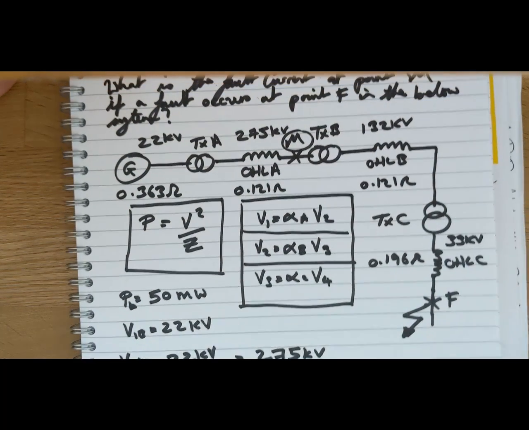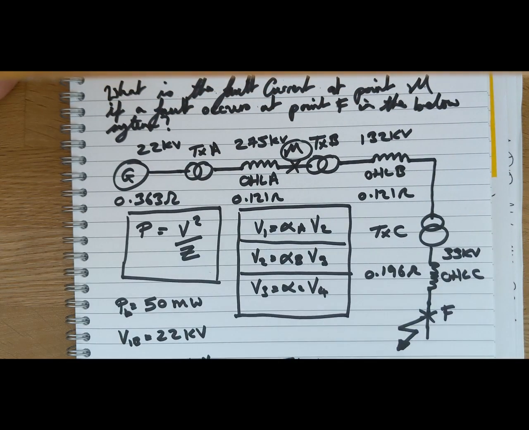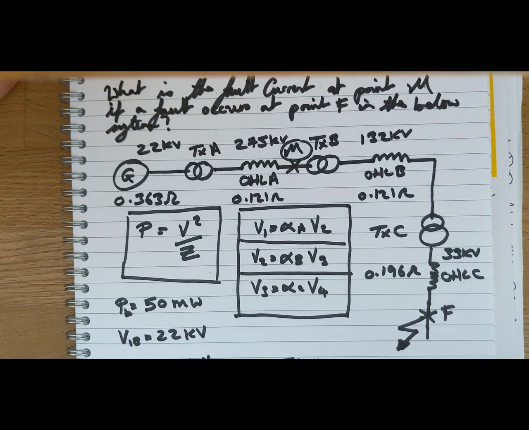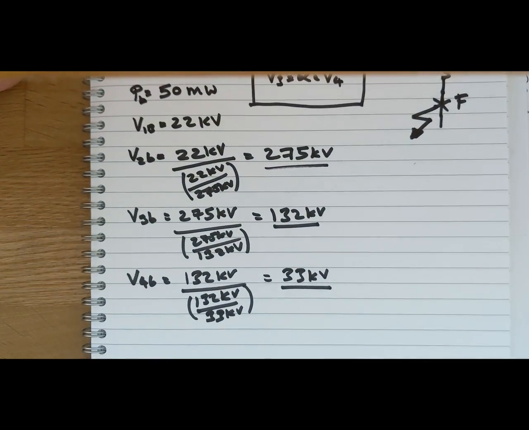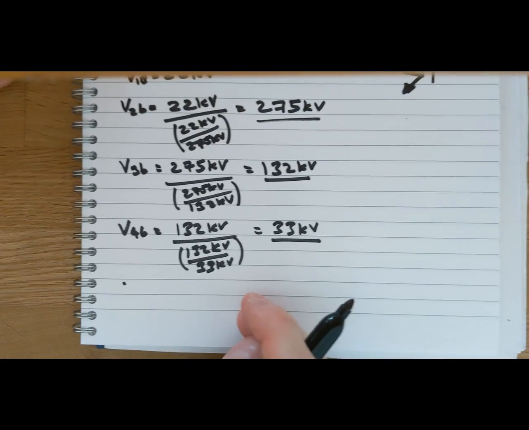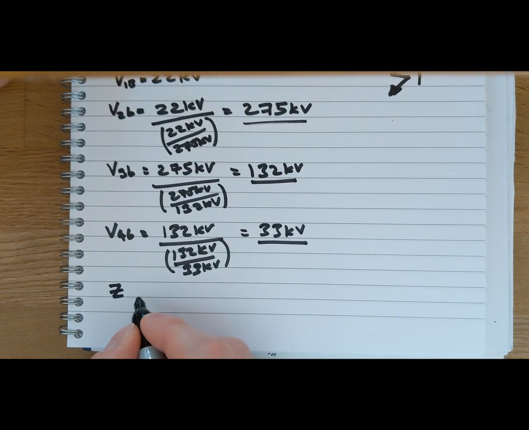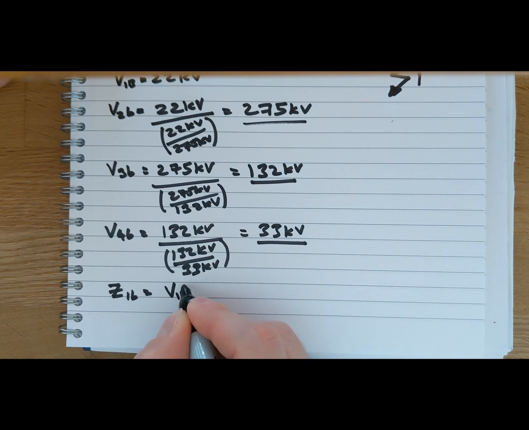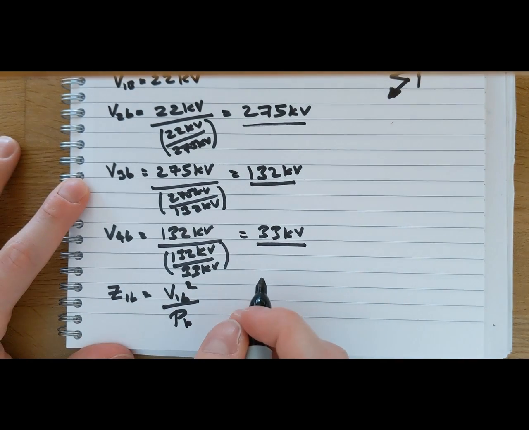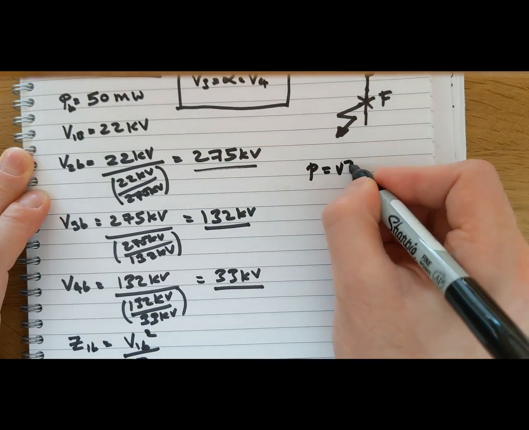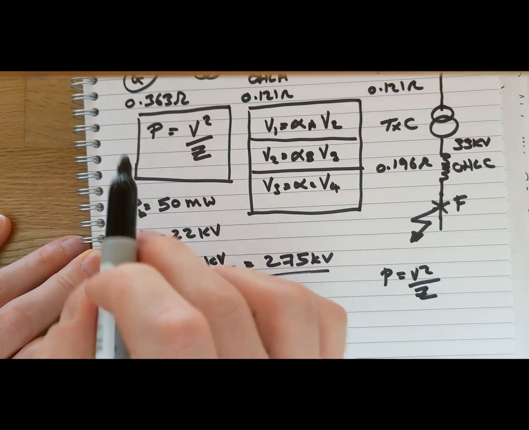So next thing is to get all of these ohms values into the per unit system. So the resistance of the generator, the resistance of the 3 overhead lines, and we're neglecting the resistance of the transformers. So let's work out our Z1 base, which is going to be voltage 1 base squared over power base, which is just the usual power equation, P equals V squared over Z. Oh, in fact we wrote that up here.